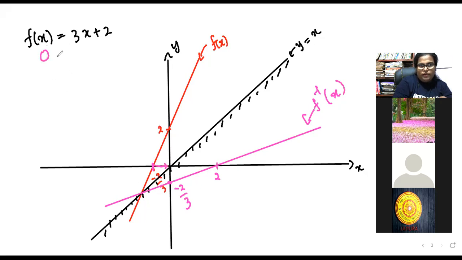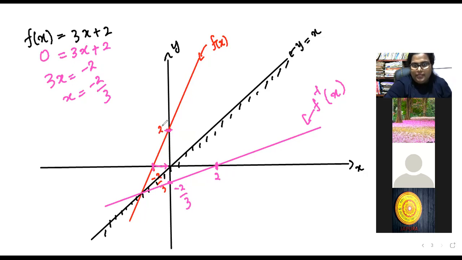So we make our y coordinate 0 in 3x plus 2 and take the value for x as -2/3. Here, since it is a mirror image, this should be -2/3 as well. And here, the graph cuts the y-axis at 2. The f inverse x graph cuts the x-axis at 2. Right? These are some relationships between the images of this f(x) function.